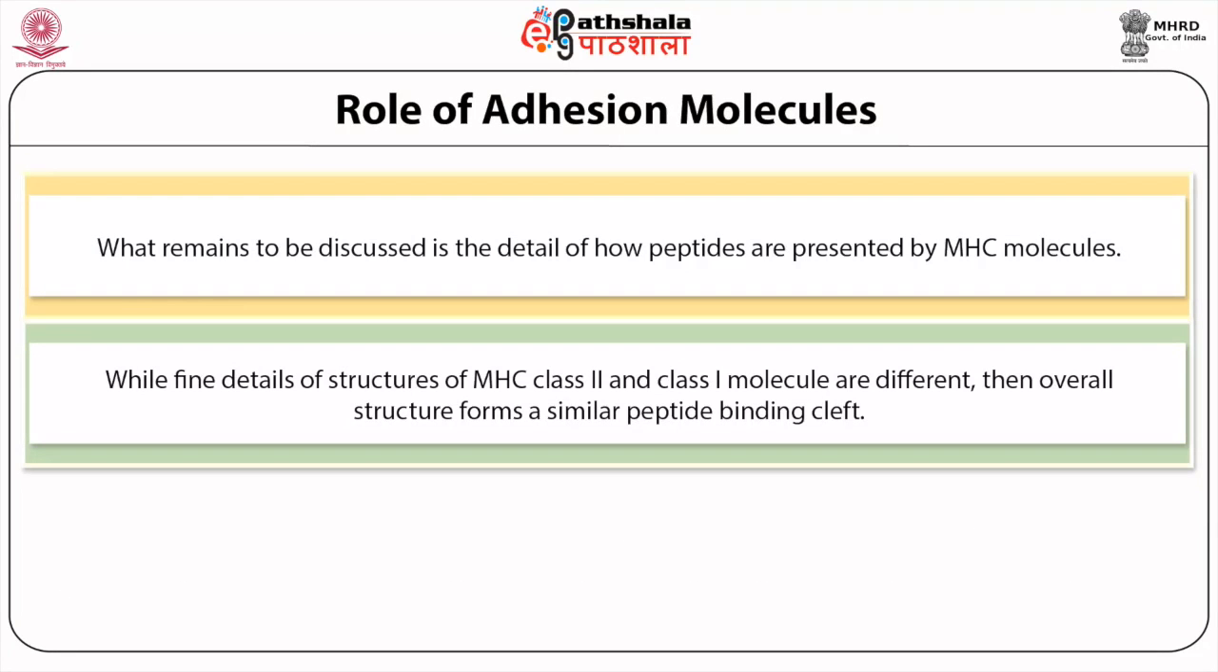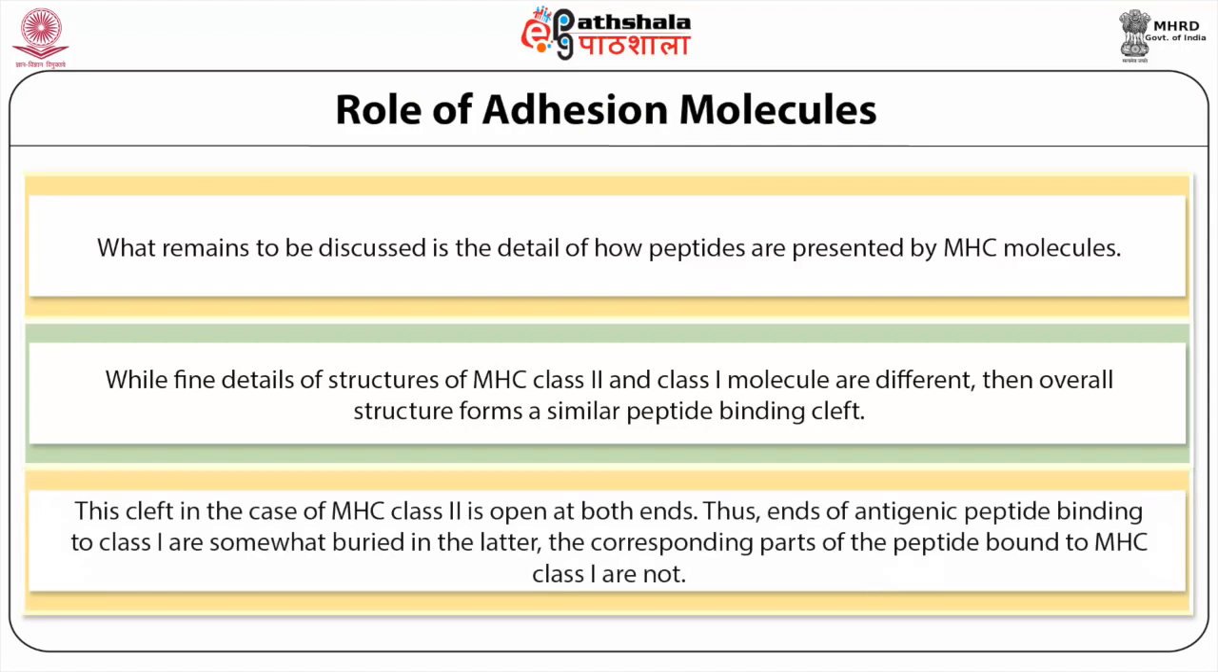While the fine details of the structures of MHC class 2 and class 1 molecules are different, their overall structure forms a similar peptide binding cleft. This cleft in the case of MHC class 2 is open at both ends. The ends of the antigenic peptide binding to class 1 are somewhat buried in the latter. The corresponding parts of the peptide bound to MHC class 2 are not.